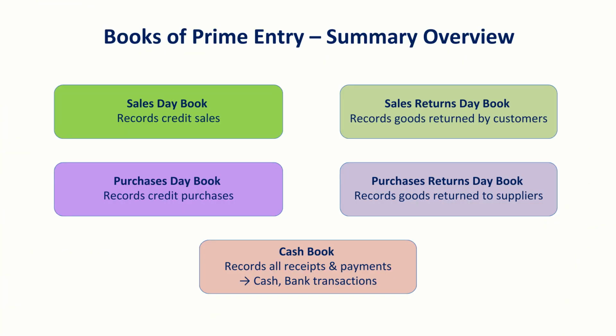£744. Here's a summary overview of the main books of prime entry used in bookkeeping. The Sales Day Book records all credit sales made to customers. The Purchases Day Book records all credit purchases made from suppliers. The Sales Returns Daybook records goods returned by customers. The Purchases Returns Daybook records goods returned to suppliers. And finally, the Cash Book records all receipts and payments made by the business. This includes both cash and bank transactions.